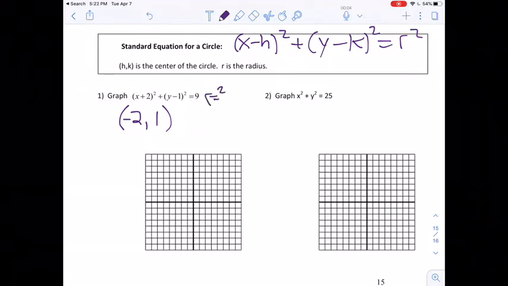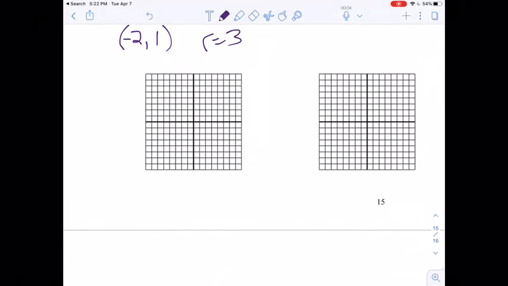R squared equals 9. You do the square root of that and you get r equals 3. So you don't put a positive or negative, there's only a positive radius, and it's simply just the square root of that number. So r equals 3. I'm going to go over here and go to negative 2, 1, and I need to go 3 in each direction. I can go 3 right, that's easy. I can go 3 left, that's easy. 3 up and 3 down.